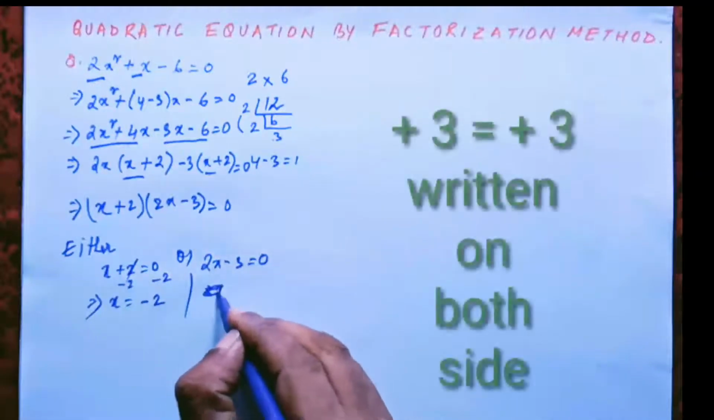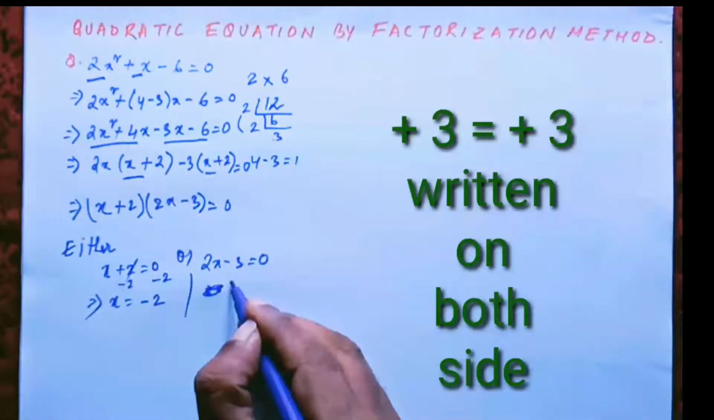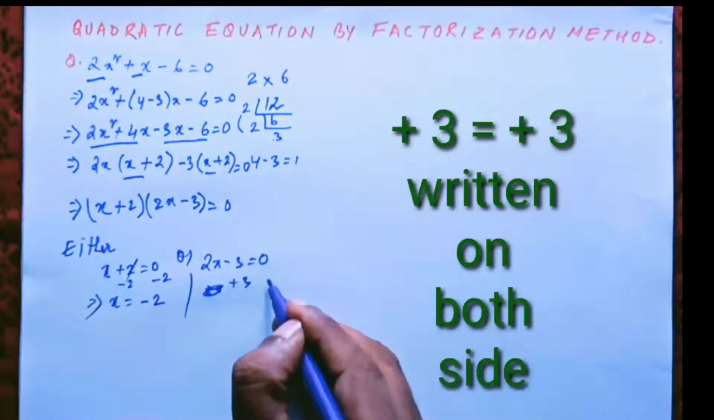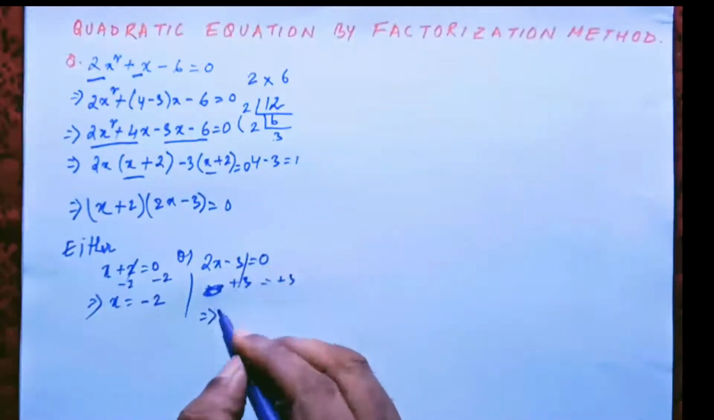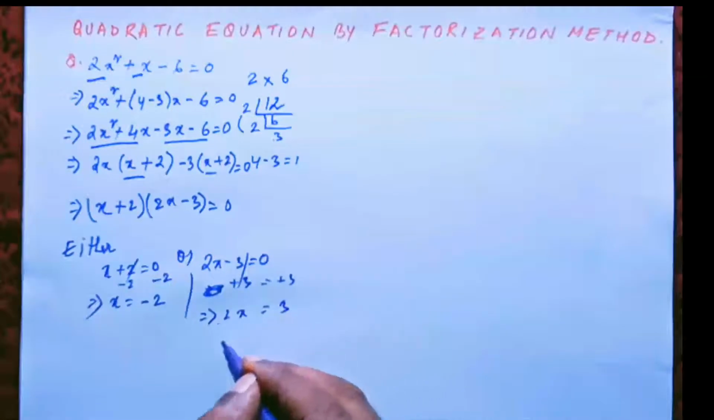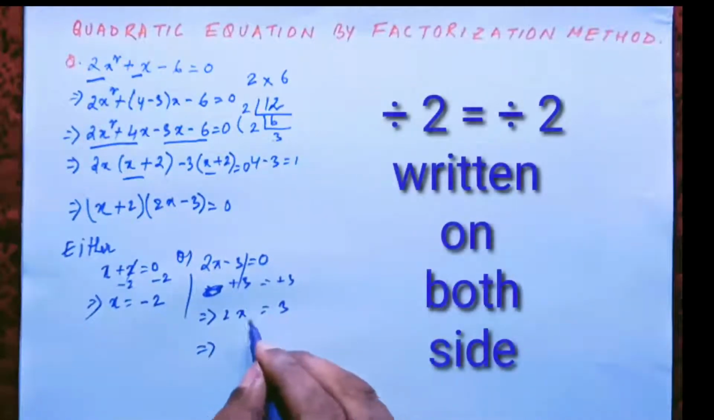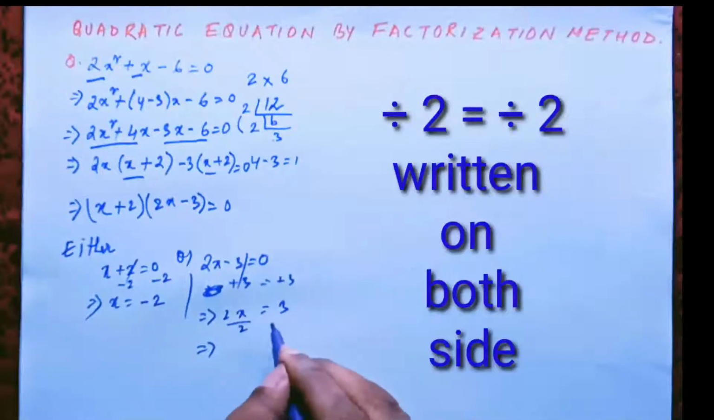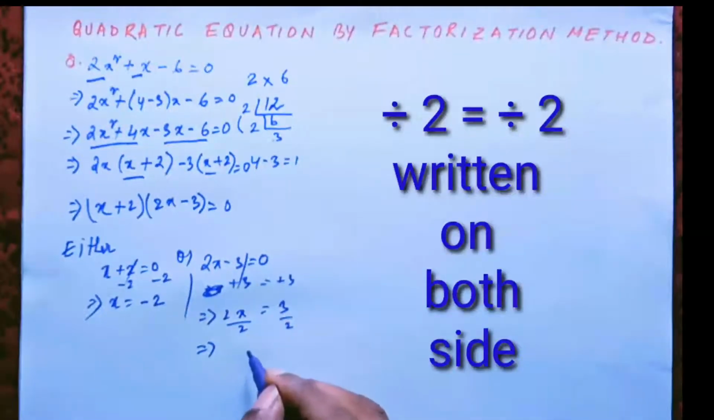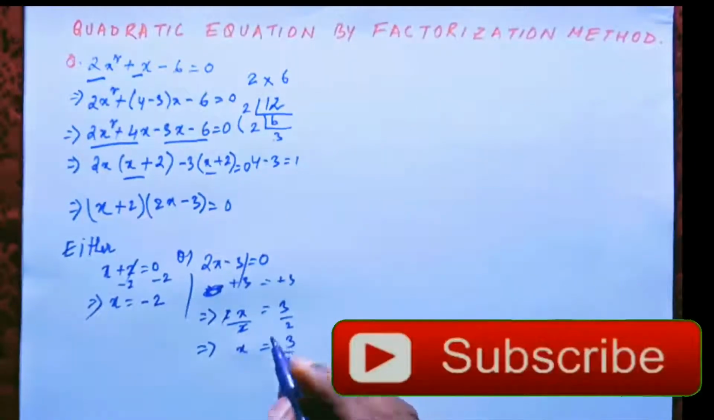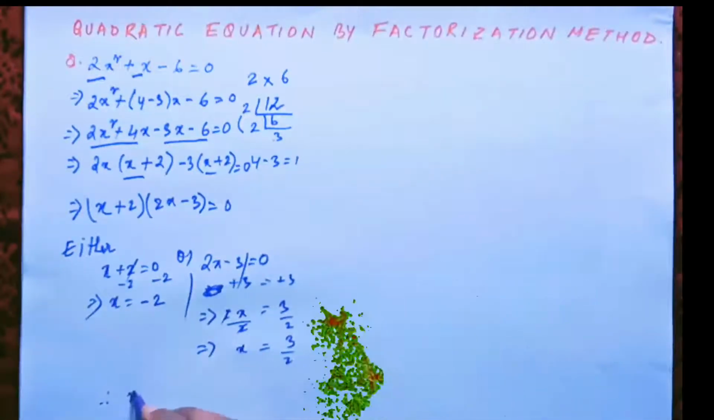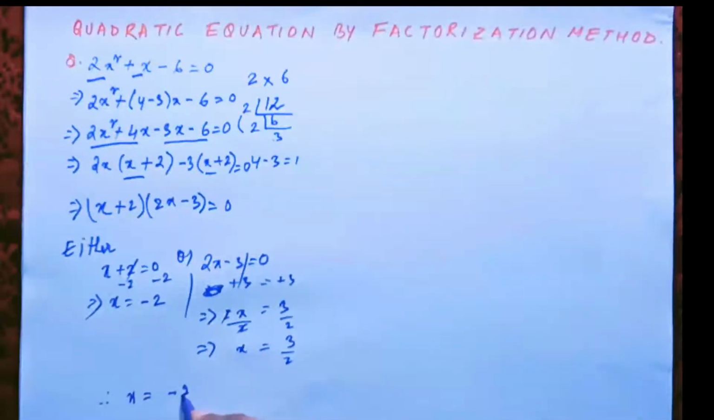With this, what we can do is we will add 3 on both sides. Then we'll cancel these two and we'll have 2x equal to 3. So we'll divide both sides by 2. Then these two cancel, so x equal to 3 by 2. We have the answer. Therefore we can write x equal to minus 2 and 3 by 2 is our answer.